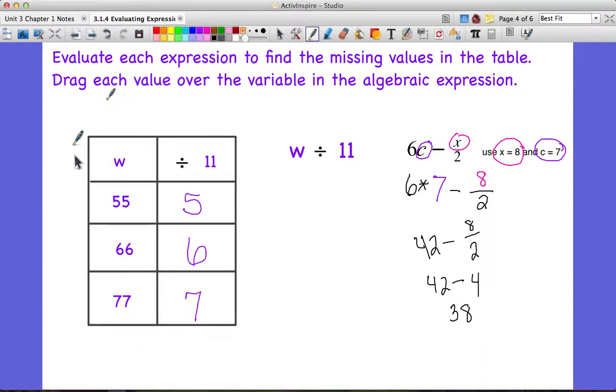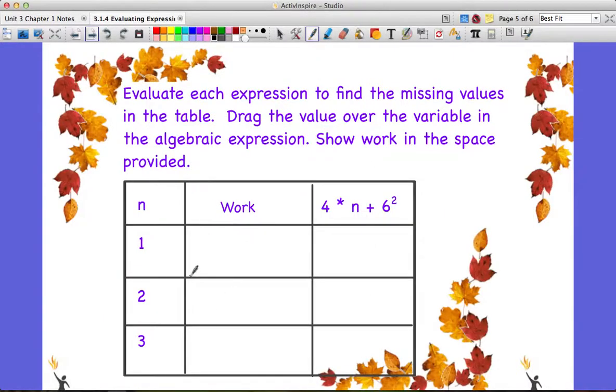All right, so essentially what we're doing is taking whatever we're given for our variable, plugging it in, substituting it, and solving the expression with it. You just have to make sure to put the right numbers in the right spots, and then remember to follow your order of operations.